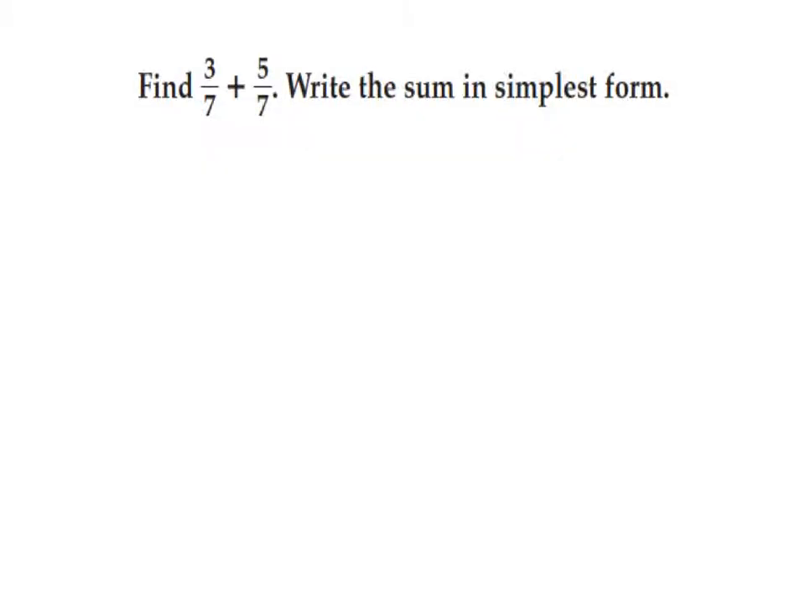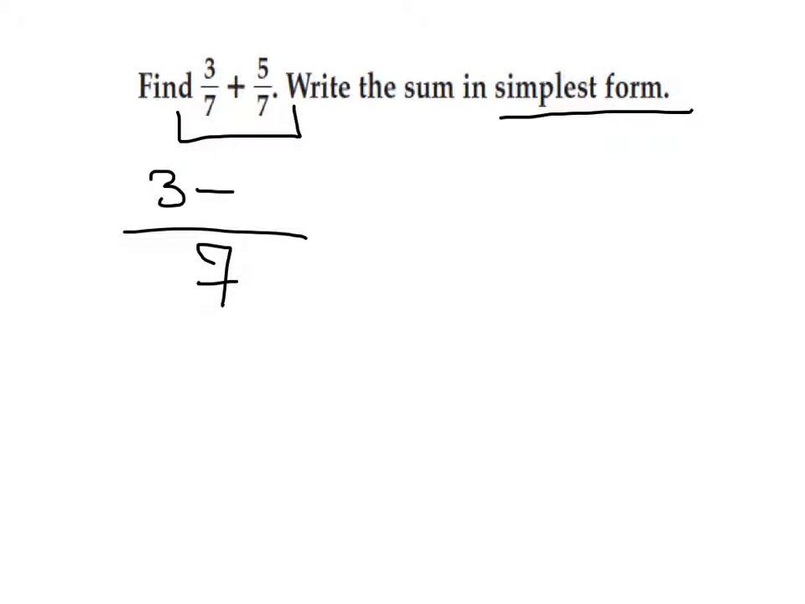In this slide, we are adding two fractions. The denominators are the same. The one thing we want to make sure of is that our final answer is in simplest form. Since the denominators are the same, we can go ahead and put 7 as our denominator. For our numerator, we'll just go ahead and put 3 and 5. 3 plus 5 is 8, and the denominator stays the same.